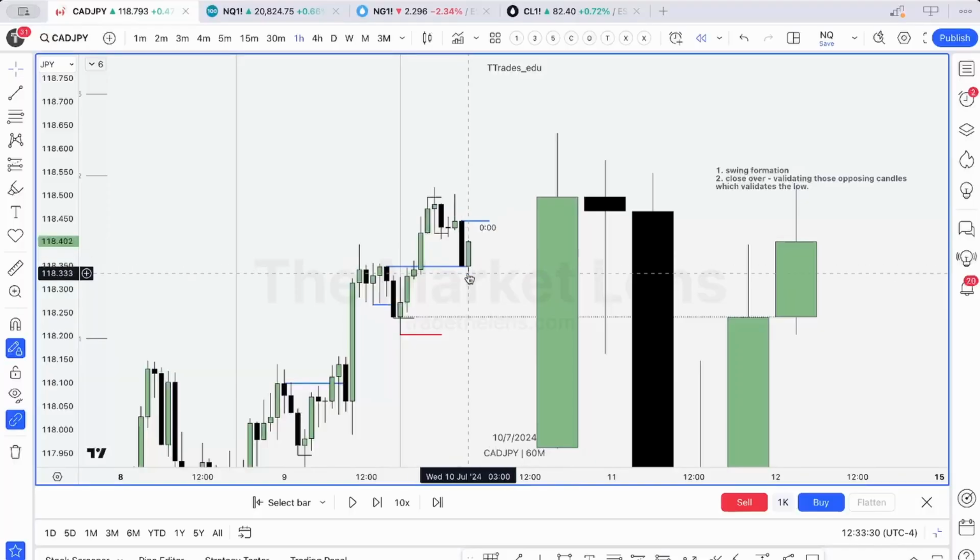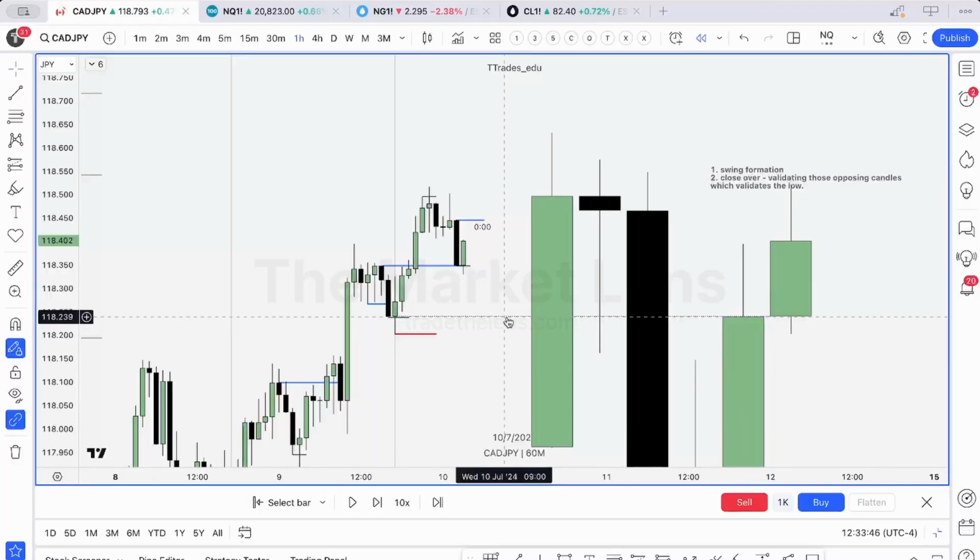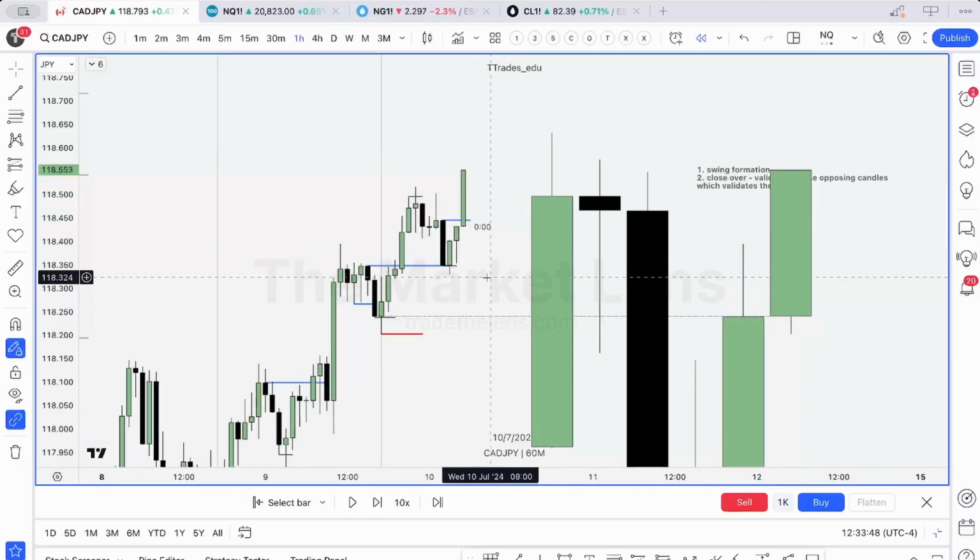Now here we get a candle 2 closure, right? Because we close back inside this candle. So I'm anticipating this to become a validated low, but what do I need? I need the close over. So do we get this close over? Let's let my internet catch up, and we do.